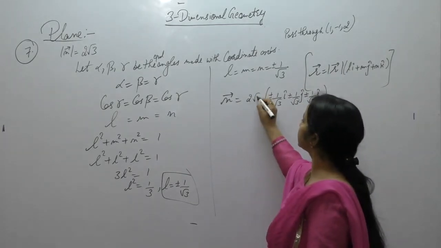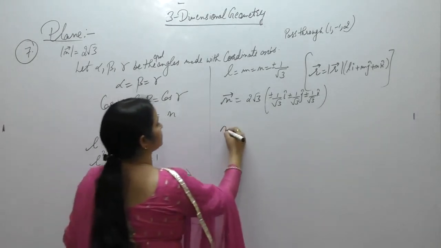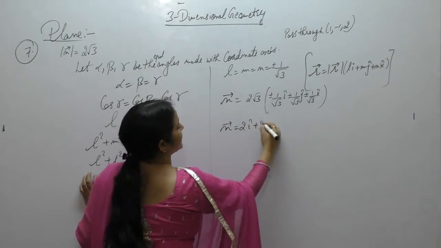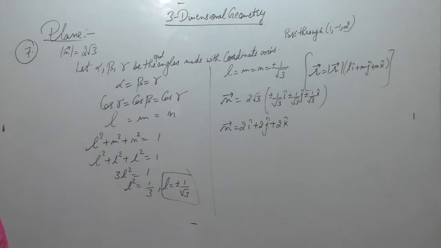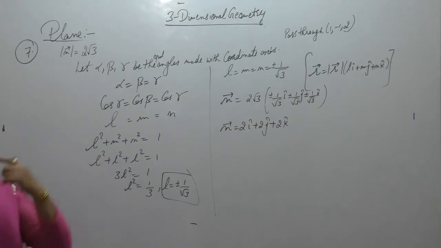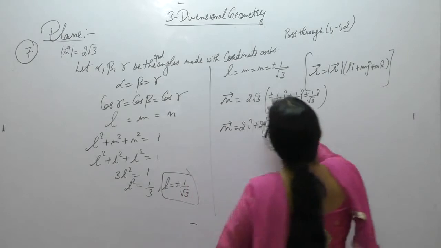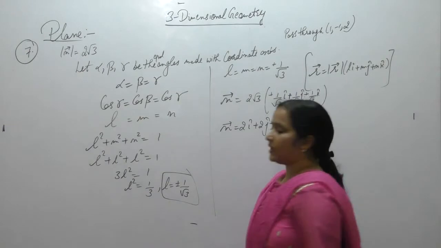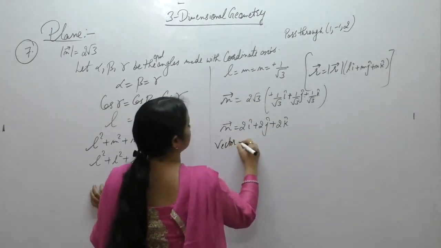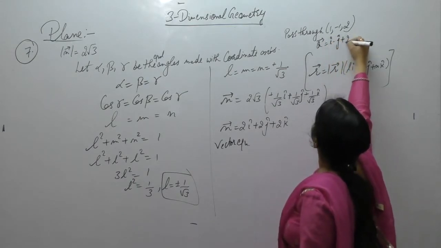So we can write it as 2 square root of 3 times 1 upon square root of 3, so we get n vector as 2i plus 2j plus 2k. Now because alpha is an acute angle, cos alpha is greater than 0. So here we will take only the positive sign. Now the vector equation: a vector we have is i minus j plus 2k.